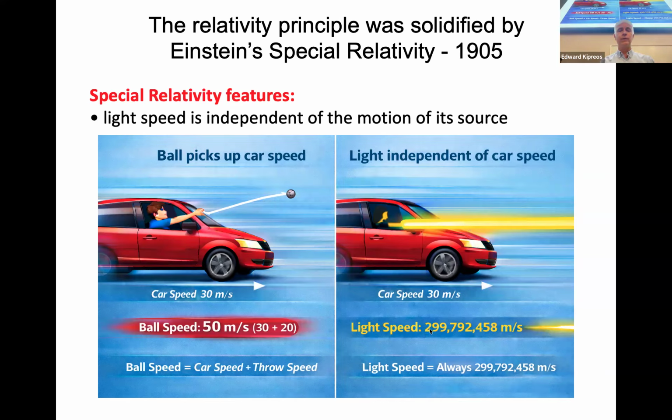But if somebody were to shine light out of the car, the light's going to go at the speed of light, which is 299,792,458 meters per second. And it doesn't matter that the car is going at 30 meters per second, this light's not going to go any faster. It's always going to go at its speed of light, regardless of what the motion of the source was.